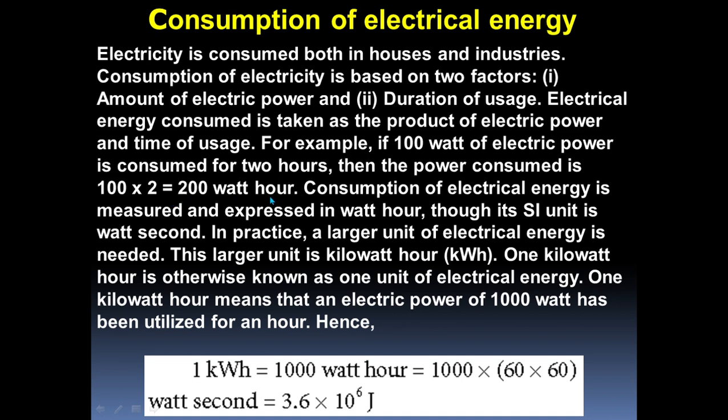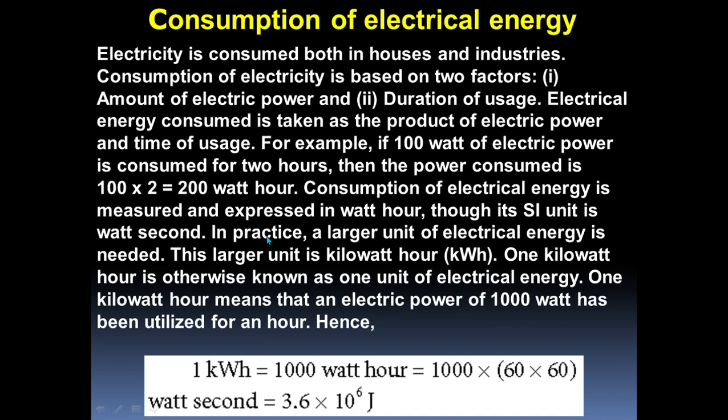Once again, if 100 watt of electric power is consumed for 2 hours, then the energy consumed is 100 into 2 is equal to 200 watt hour. Consumption of electrical energy is measured and expressed in watt hour, though its SI unit is watt second.